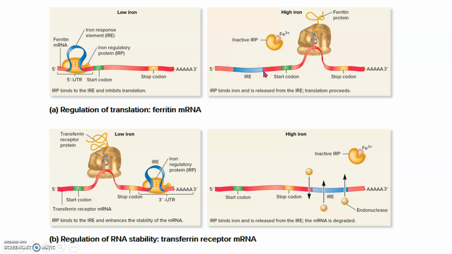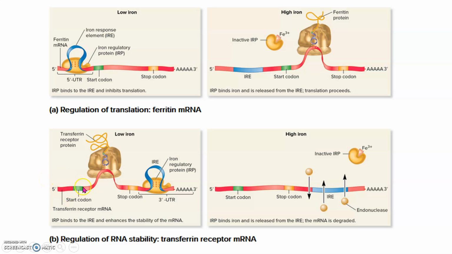Well, another thing that can happen, so remember, these can exist in two forms. So if we have a lot of iron, then our iron binds to our IRP. If the iron binds to the IRP and changes its shape, it can't bind to the IRE. If it's not on the IRE, then our ribosome can interact with this area, scan it, and produce the ferritin protein.